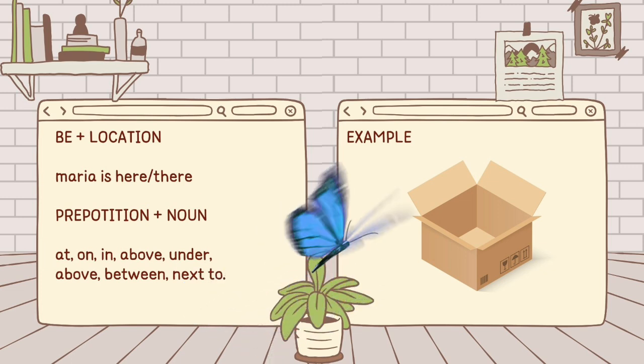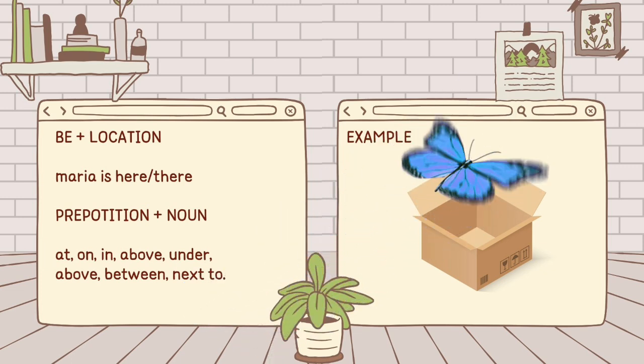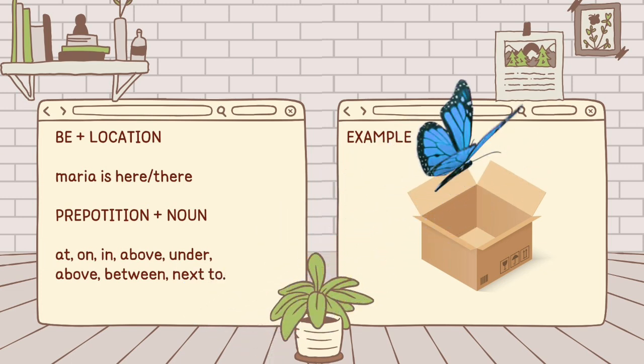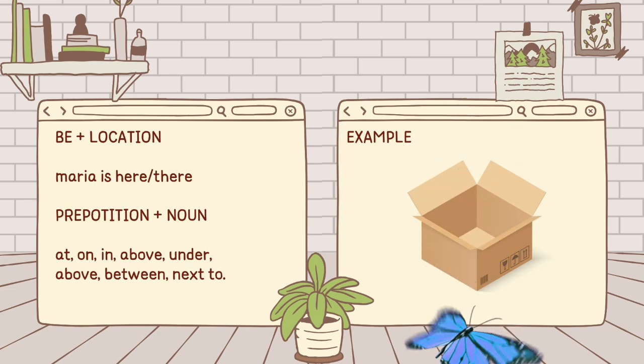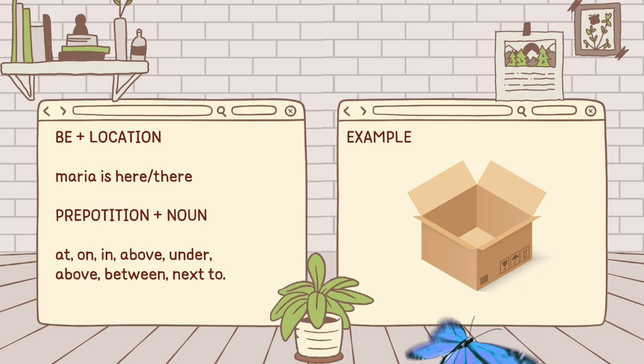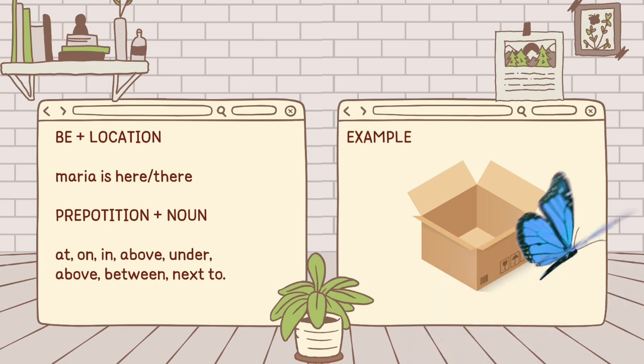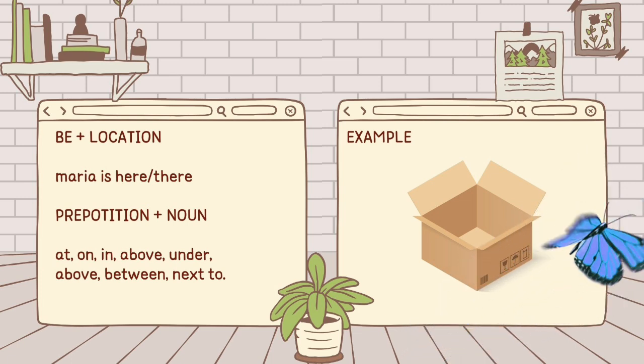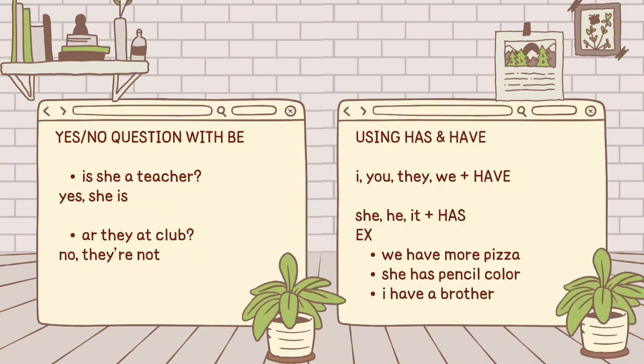The butterfly is above the box. Now the butterfly is under the box. And now the butterfly is next to the box. For yes-no questions, you have to place the be first. Is she a teacher? Are they at the club?